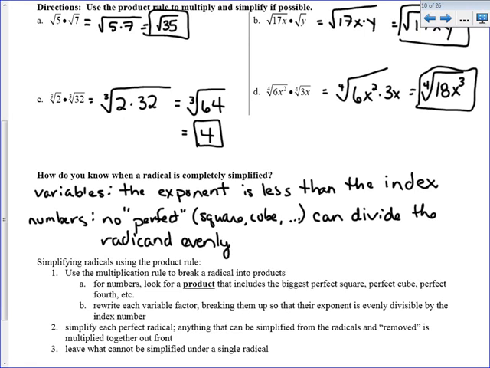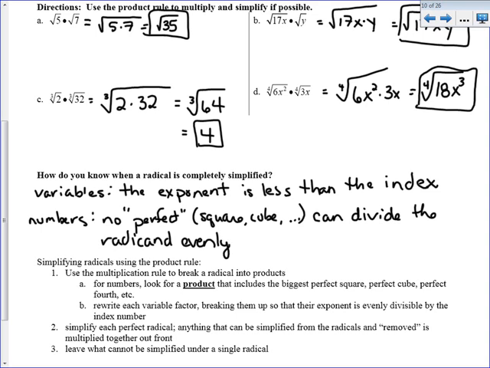Your perfect cubes are 1, 8, 27, 64, 125, 216, 343. I get that one wrong. 216 is a 6. Thank you. It's my first time this year writing them.